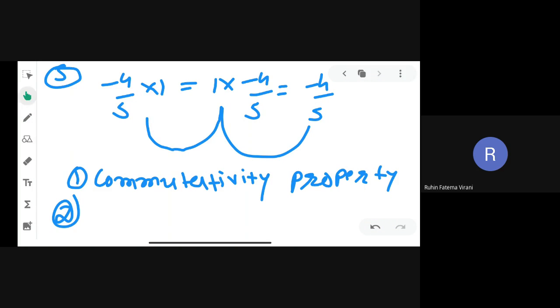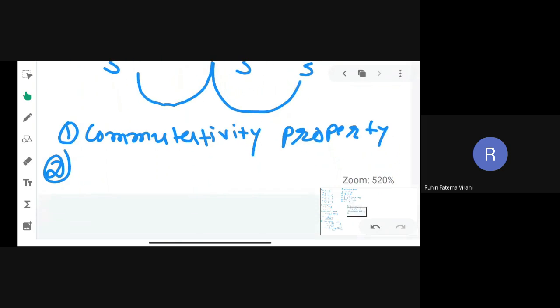You can see it is multiplicative identity. One is the multiplicative identity. Role of one. Please remember this thing, that if we are doing multiplication and division with 1, we get the same answer. You can see minus 4 by 5 ones are minus 4 by 5. 1 into minus 4 by 5, minus 4 by 5. So it means we are using these two properties. Multiplicative identity.